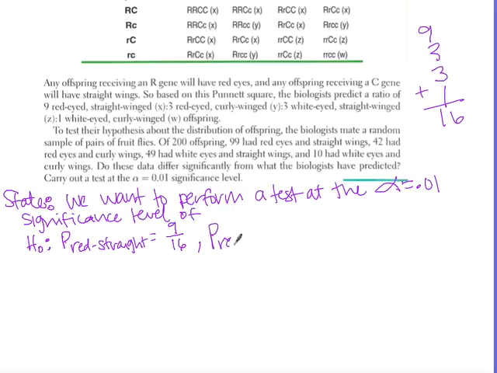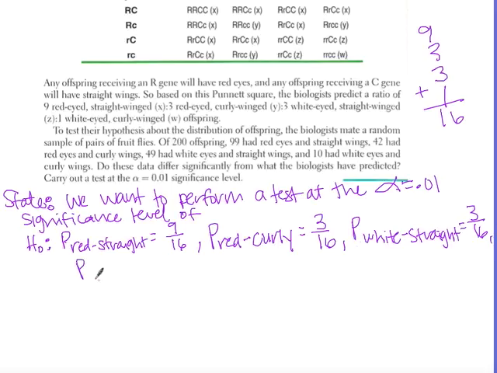The probability of red-eyed and curly wings is 3 out of 16. The probability of white eyes and straight wings is equal to 3 out of 16. And then the probability of white eyes and curly wings is 1 out of 16.